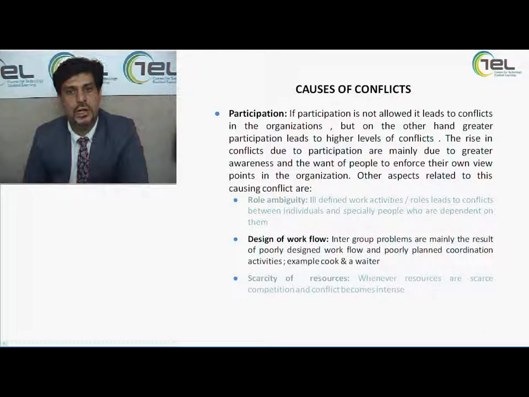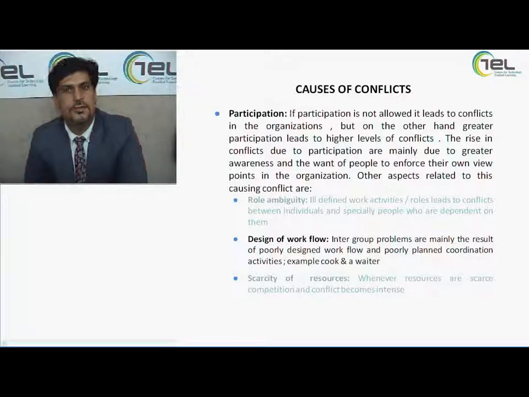Design of work flow. Intergroup problems are mainly the result of poorly designed workflow and poorly planned coordination activities. An example is where there are differences between a cook and a waiter. Let's try and understand this. Intergroup problems result out of poorly designed workflow. If an organization does not give its work flow a proper structuring, then people will get into conflict and blame each other for the problems that are happening.